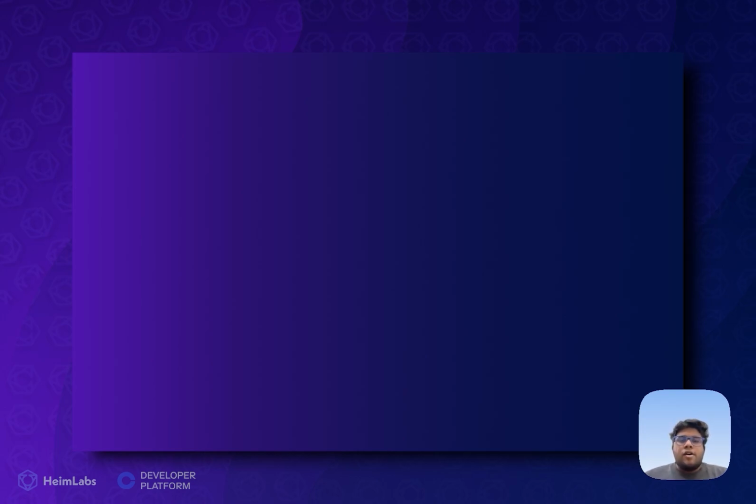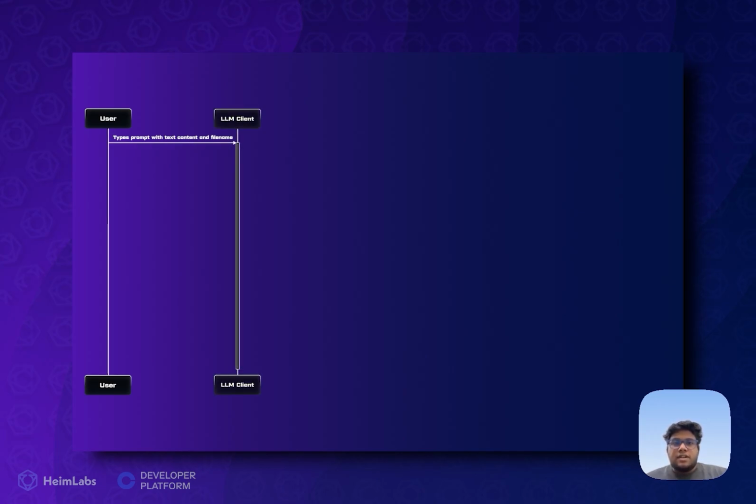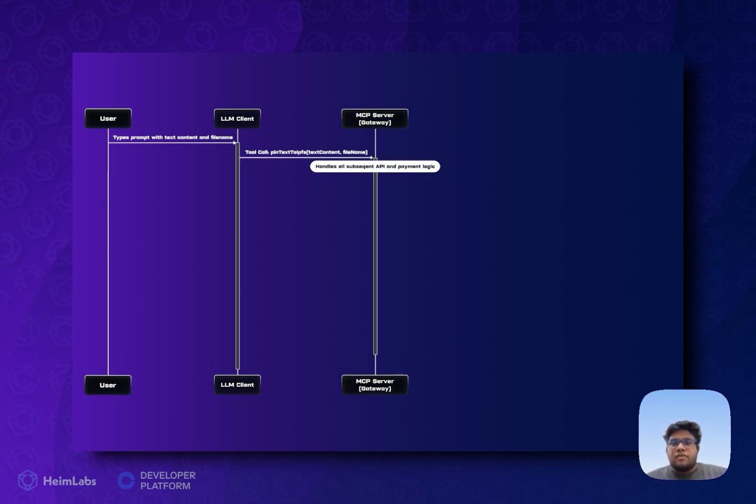So let's get started. First of all, let's go through the architecture diagram and see how all of this works. First, we have the user who would type a prompt with the text content and the file name, which is then passed to the LLM client, which in turn does a tool call with the function and the parameters like text content and file name. The tool call is then forwarded to the MCP server, which handles all of the subsequent API and payment logic.